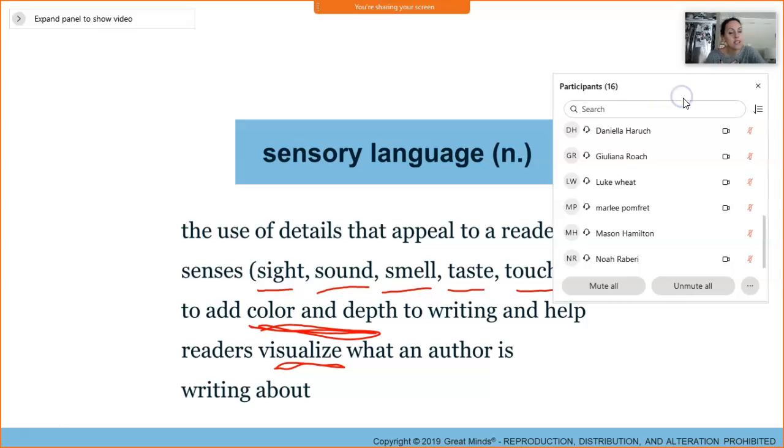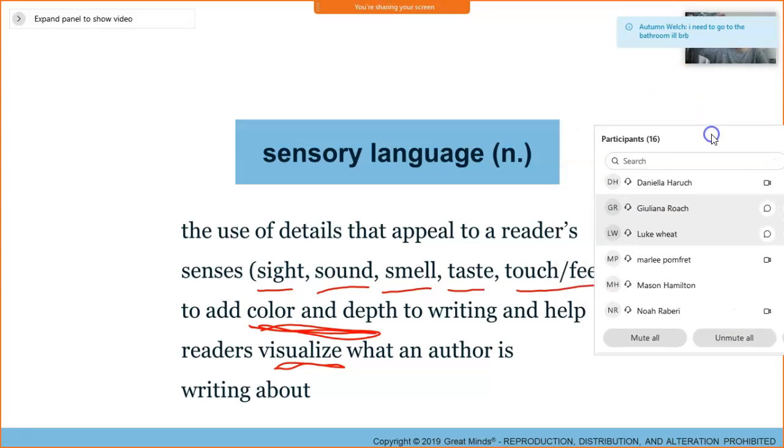Okay, so notice how if we're just thinking about that carnival or Six Flags or whatever, we are just talking about what we can see, what we can hear, what we can smell, what we can taste, and what we feel, okay?